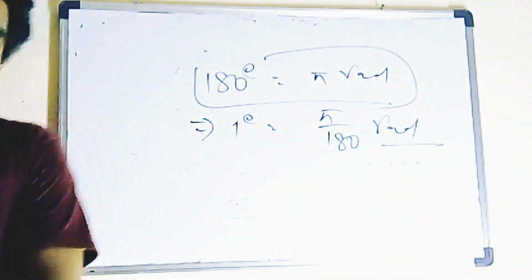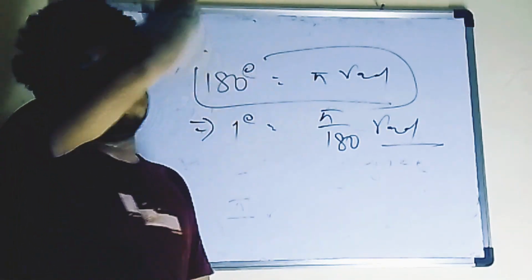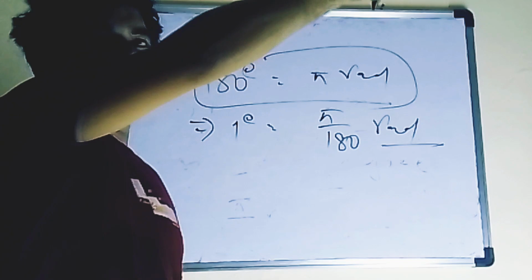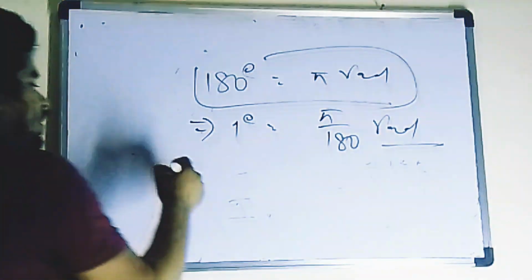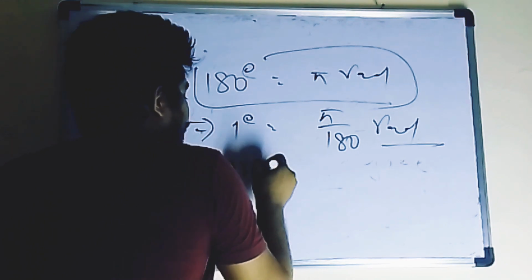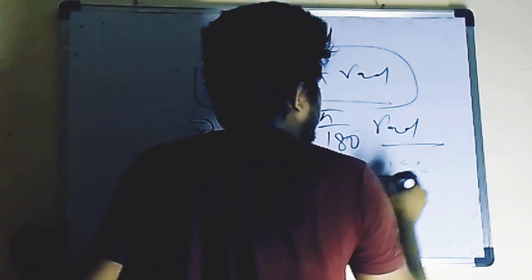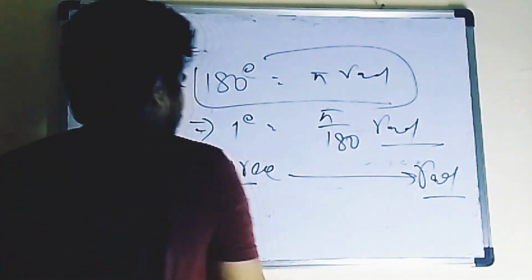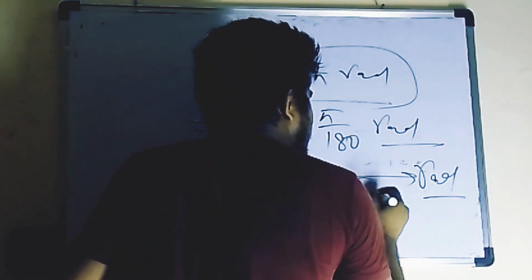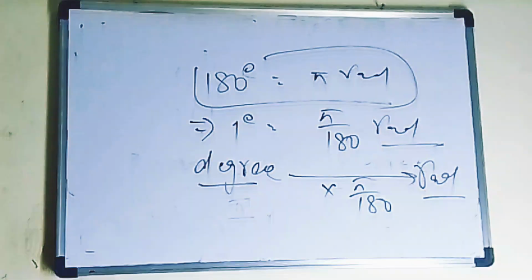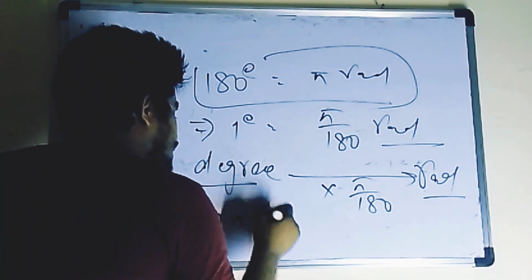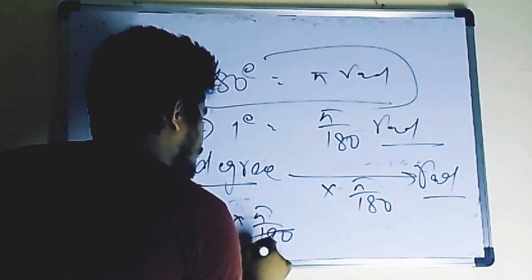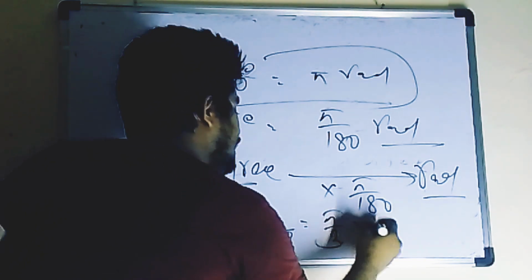So if I have to convert degrees into radian, simply what I will do is multiply by pi by 180. If I have, suppose, 60 degree and I have to convert it into radian, then 60 into pi by 180. Dividing, 60 into 3 is 180, so the answer is pi by 3 radian.